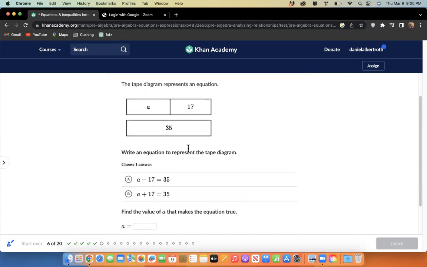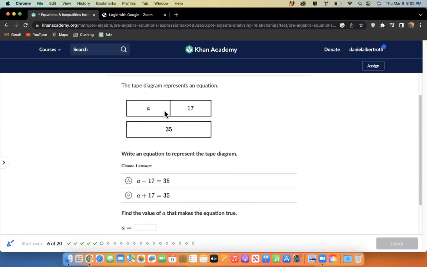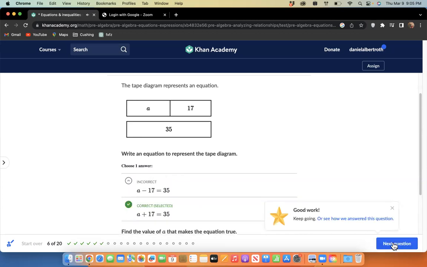All right, this one says the tape diagram represents an equation. Looking at the diagram, a plus 17 equals 35. So that one is option B. And A would be, what was that, 18 rather? If it were 17 plus 17 is 34, so it's one more than that at 18.